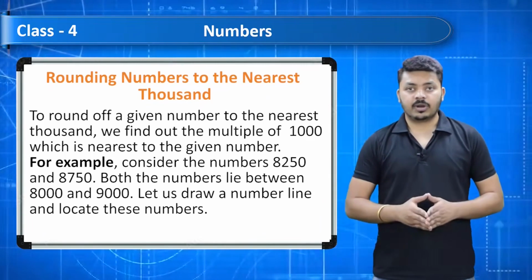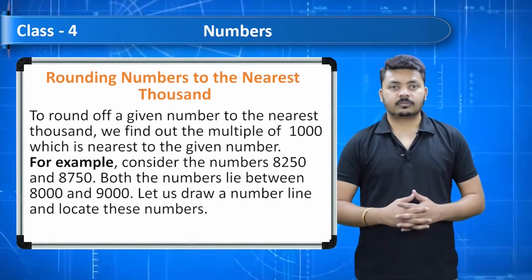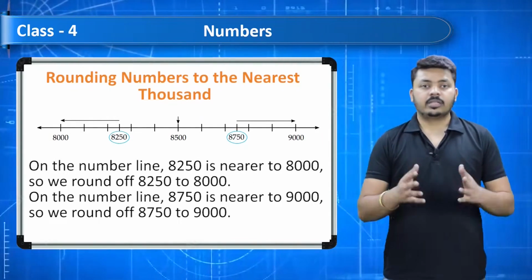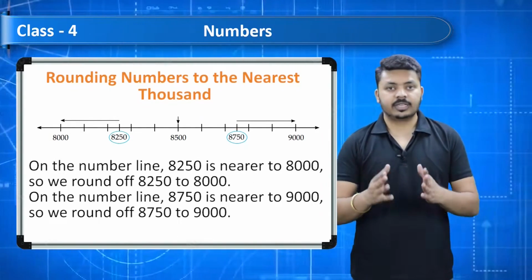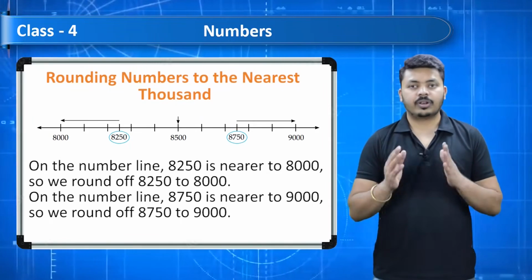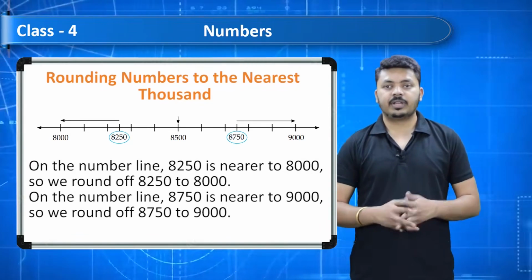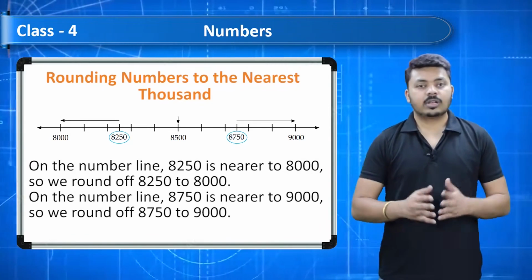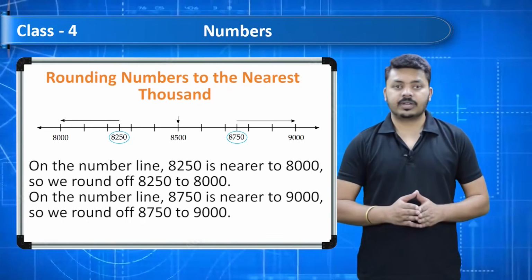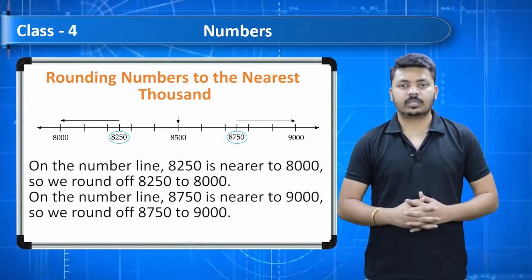Let us draw a number line and locate these numbers. On the number line, 8250 is nearer to 8000. So we round off 8250 to 8000. On the number line, 8750 is nearer to 9000.